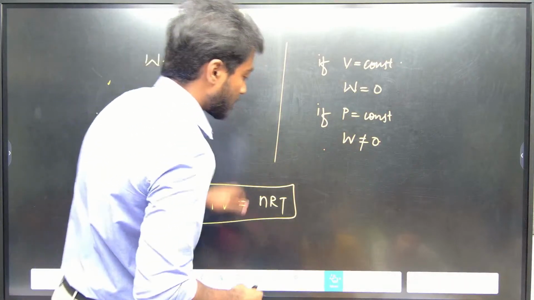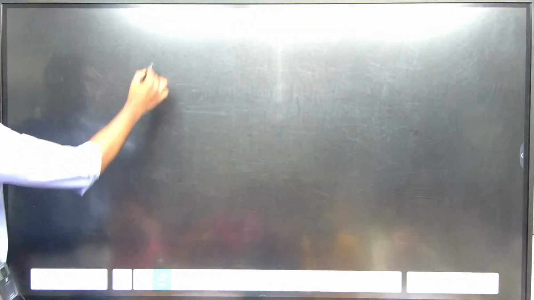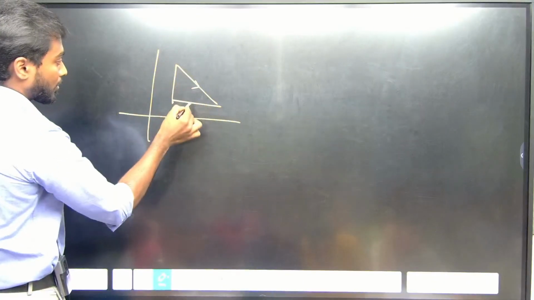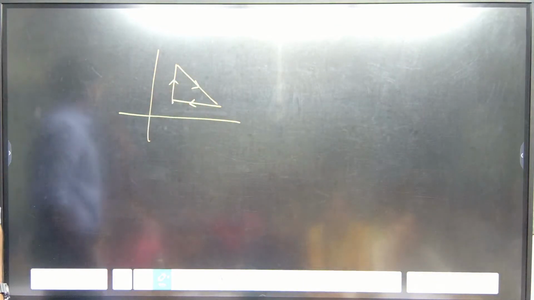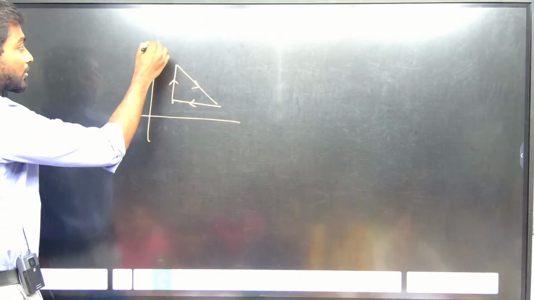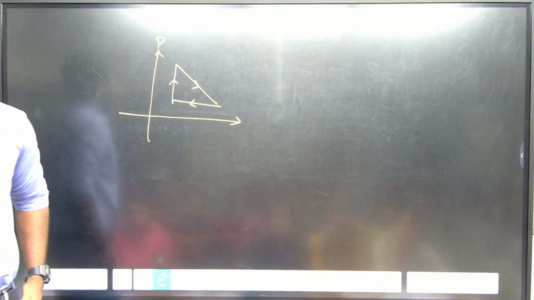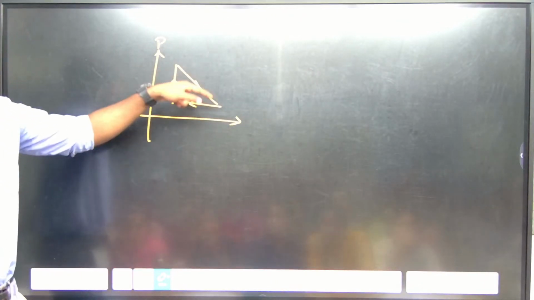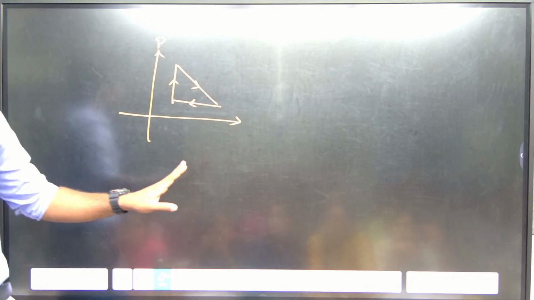See, listen, the graph might look like this. For example, they have given a graph like this. If I find the area of the triangle, I can get the work done. But whether it is positive or negative work done depends upon the direction in which the cycle has taken place. It is clockwise, so it is positive.